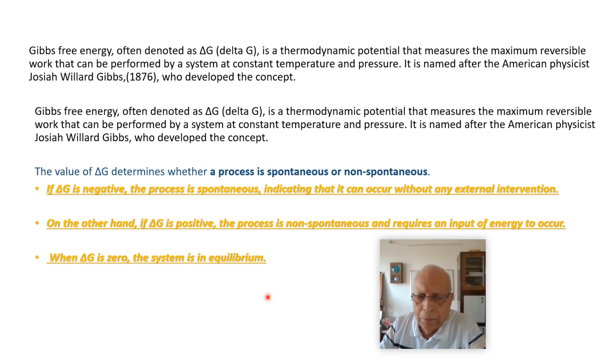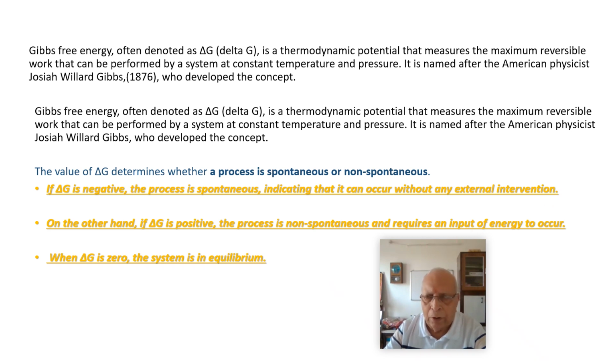And possibly delta G may be 0. When delta G is 0, we find that the reaction or the process won't occur. Reason, the system has attained equilibrium. Means the system is at equilibrium with the surroundings and nothing will happen when delta G is 0.